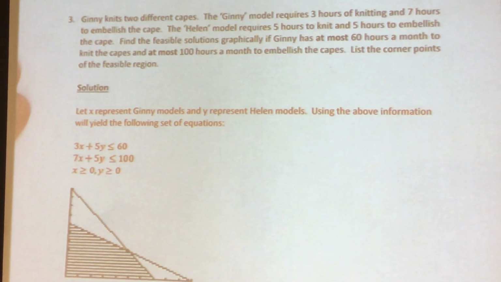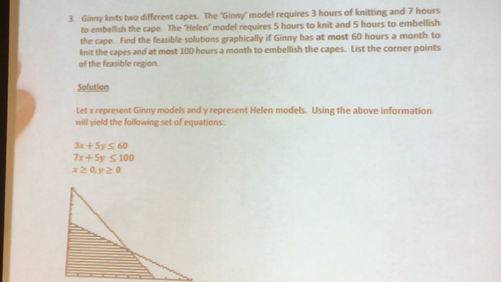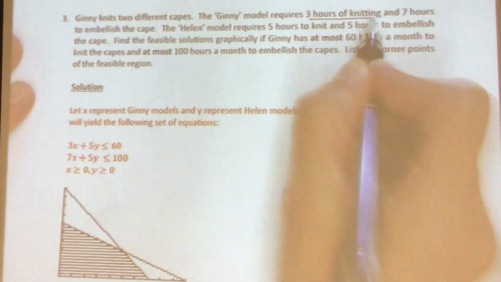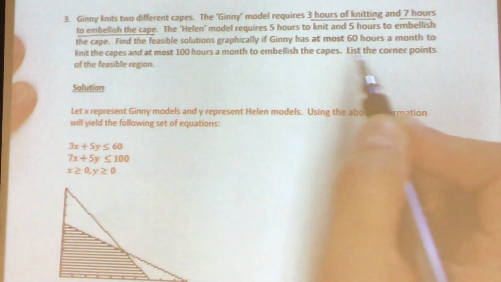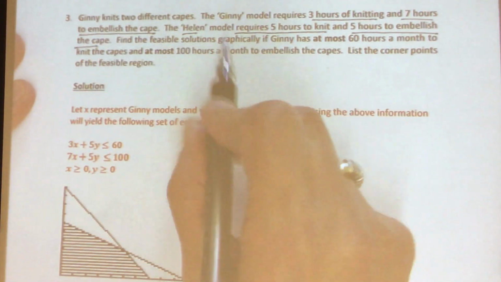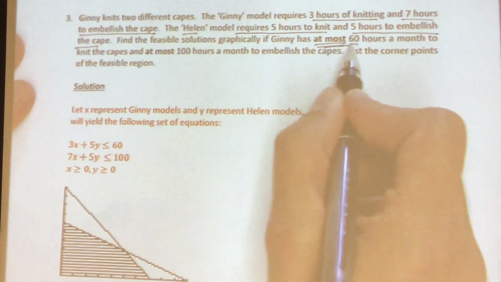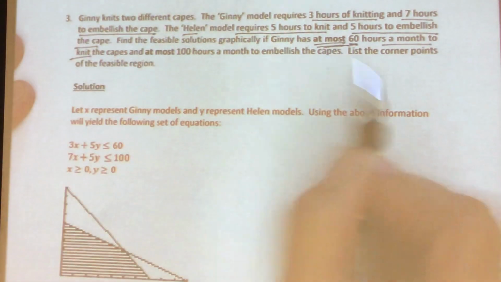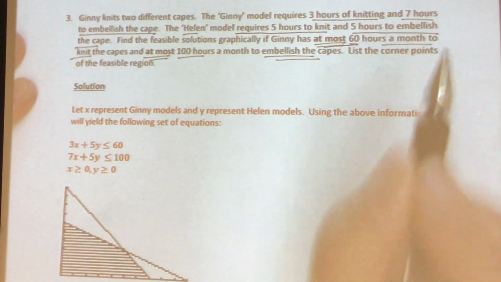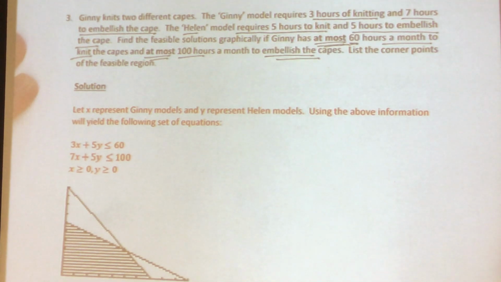Continue with Chapter 3, Section 1 and 2, problem number 3. Ginny knits 2 different capes. The Ginny model requires 3 hours of knitting and 7 hours to embellish the cape. The Helen model requires 5 hours of knitting and 5 hours to embellish the cape. Find the feasible solution graphically if Ginny has at most 60 hours a month to knit the capes and at most 100 hours a month to embellish the capes. List the corner points of the feasible region.